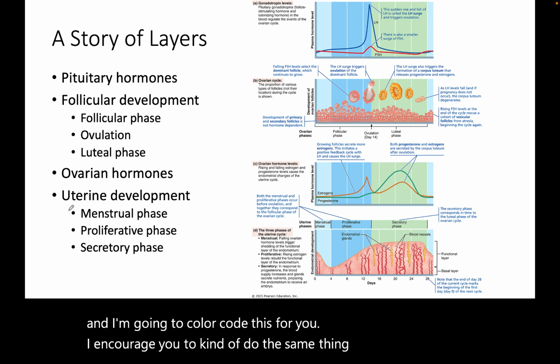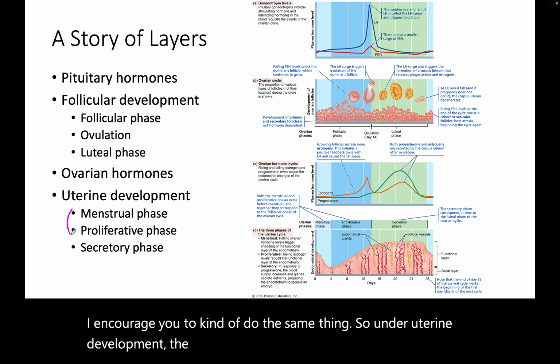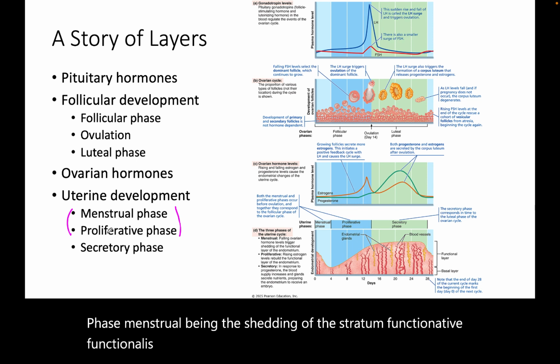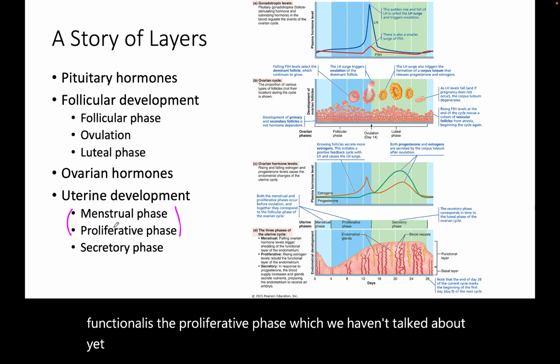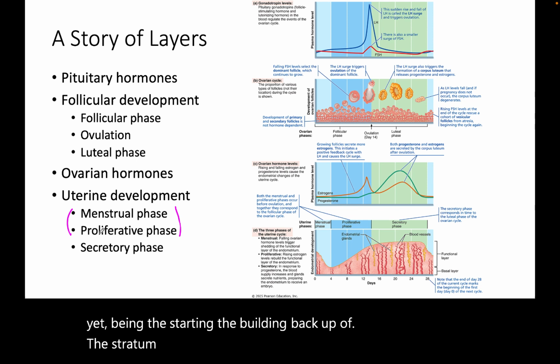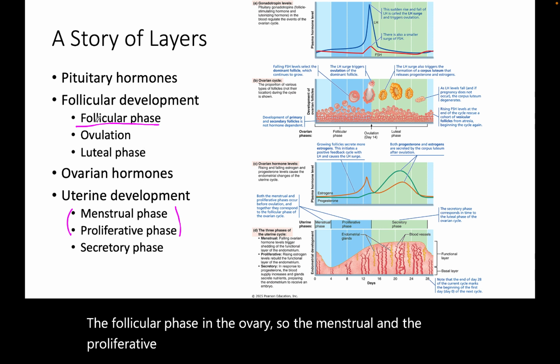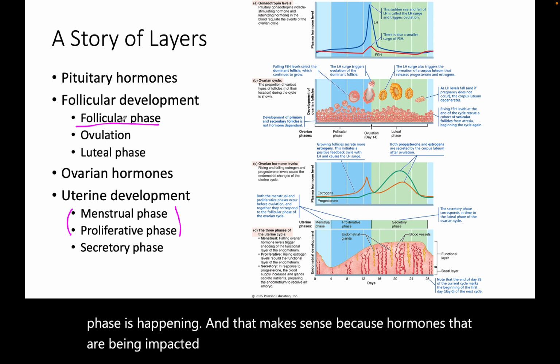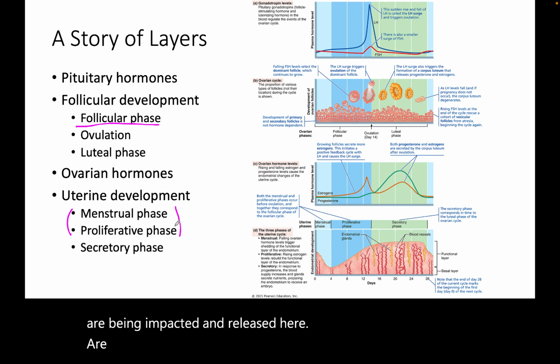So under uterine development, the menstrual and the proliferative phase, menstrual being the shedding of the stratum functionalis, the proliferative phase, which we haven't talked about yet, being the starting the building back up of the stratum functionalis. Both of these equate to the follicular phase in the ovary. So the menstrual and the proliferative phase is happening concurrently as the follicular phase is happening. And that makes sense because hormones that are being impacted and released here are influencing what is happening down here.